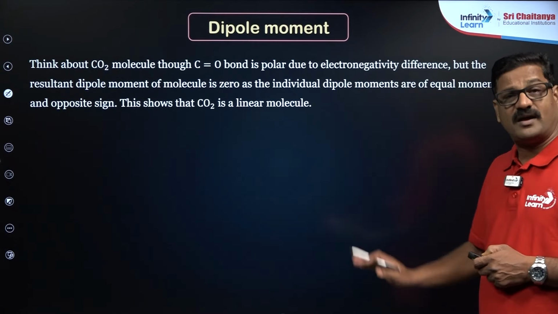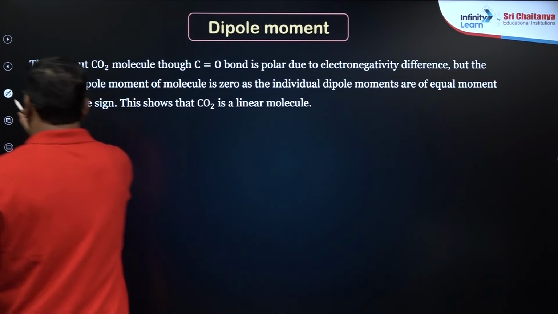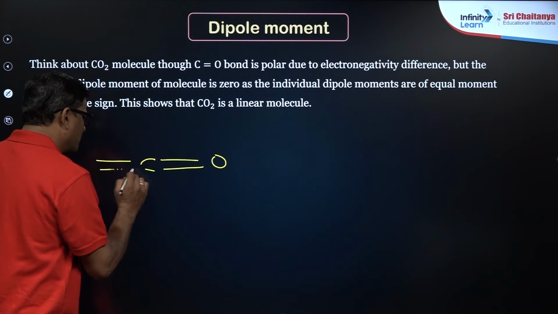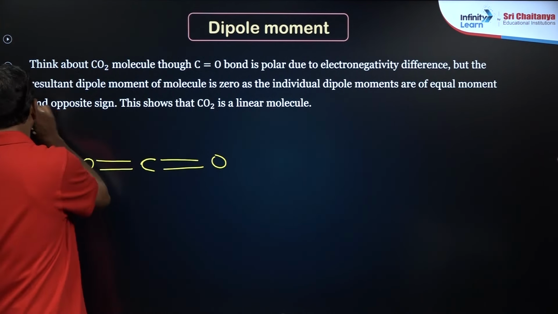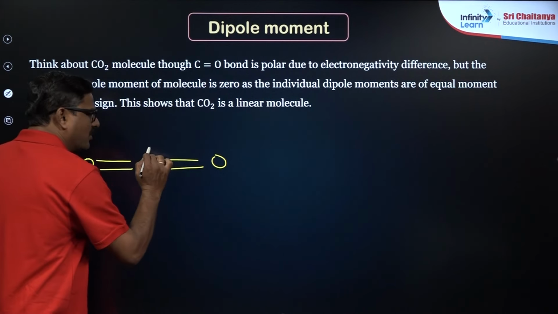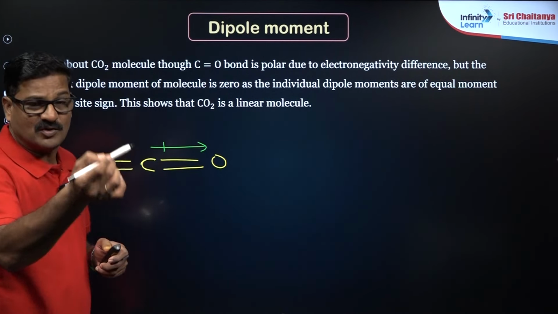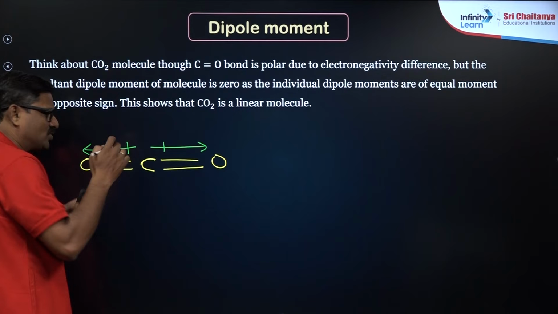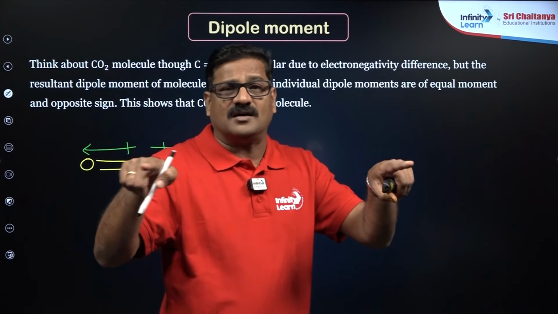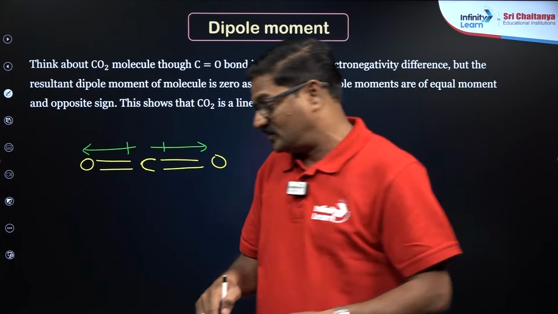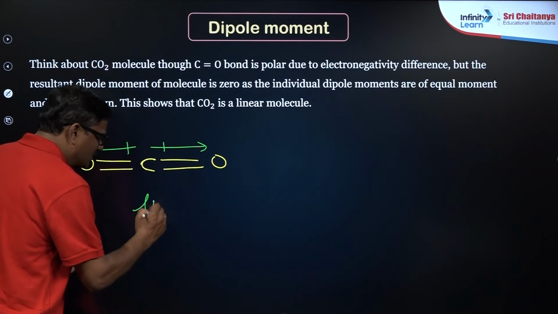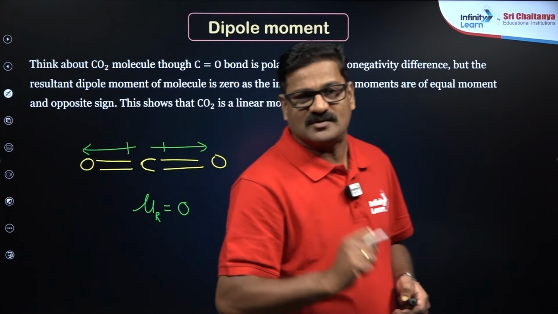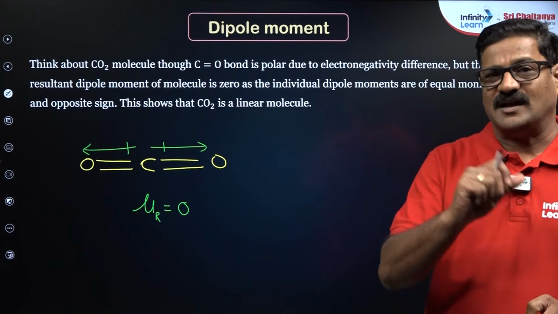Similarly, you can see carbon dioxide, which is a linear structure. In this linear structure, we have C double bond O on both sides. For carbon and oxygen, the dipole moment is towards the oxygen, because oxygen is more electronegative than carbon. So two dipoles are in opposite directions with the same magnitude. The resultant dipole moment is cancelled and becomes zero.